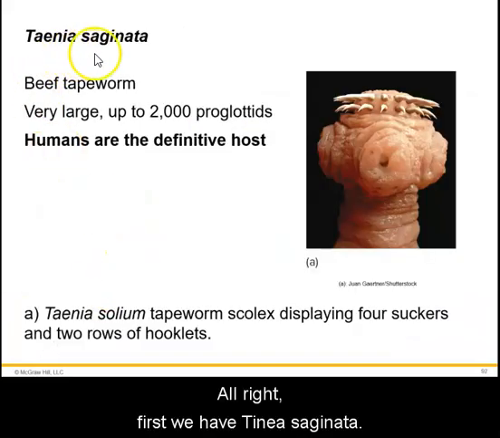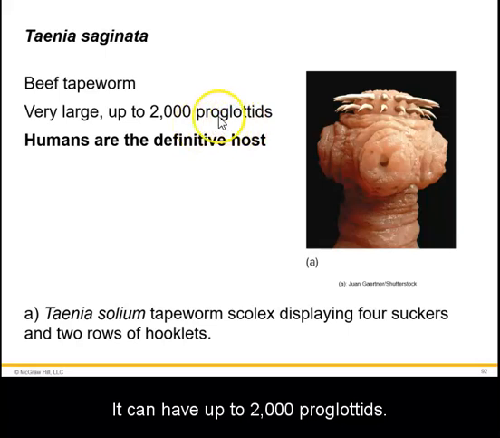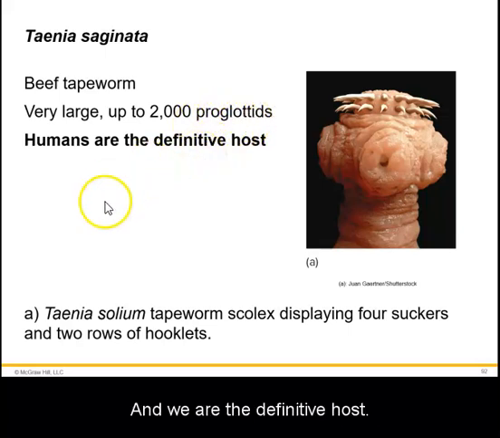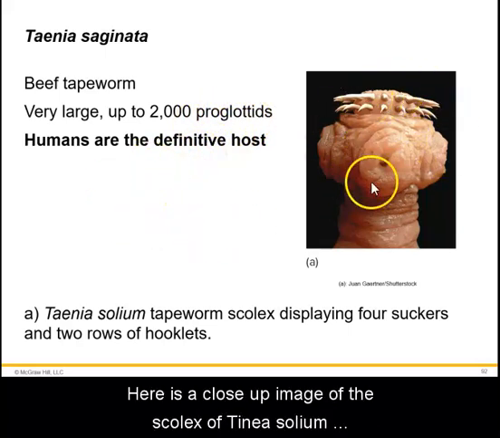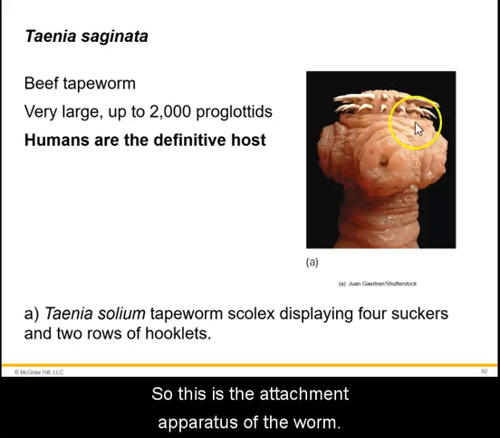All right, first we have Taenia saginata. This is the beef tapeworm. It's very large. It can have up to 2,000 proglottids, and we are the definitive host. Here is a close-up image of the scolex of Taenia solium, displaying 4 suckers and 2 rows of hooklets. So this is the attachment apparatus of the worm.